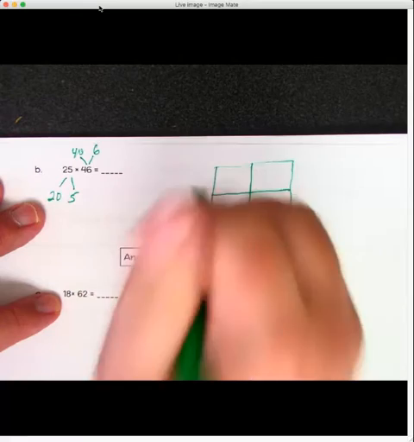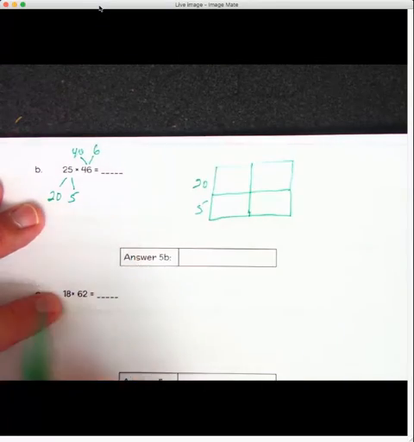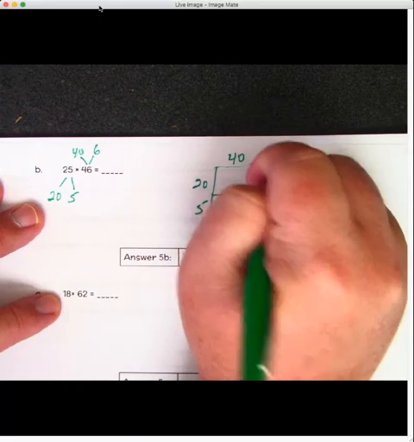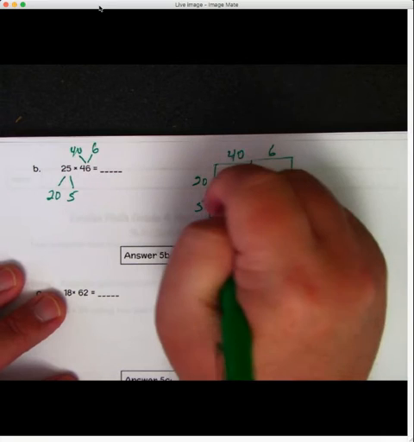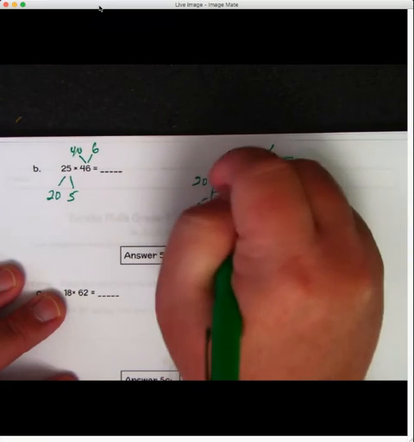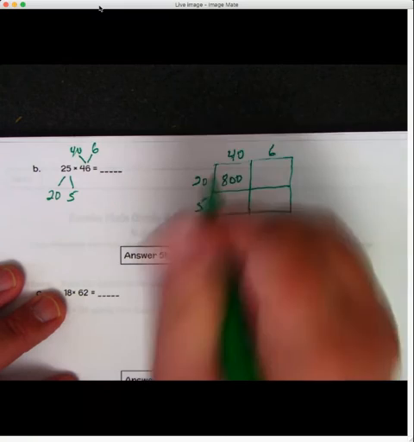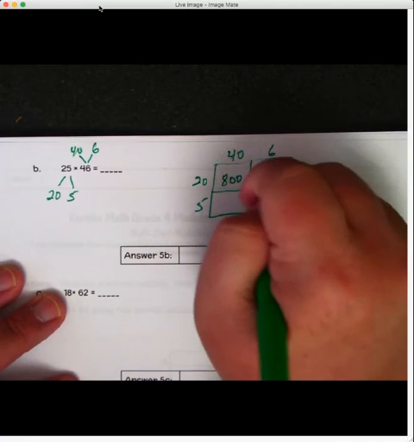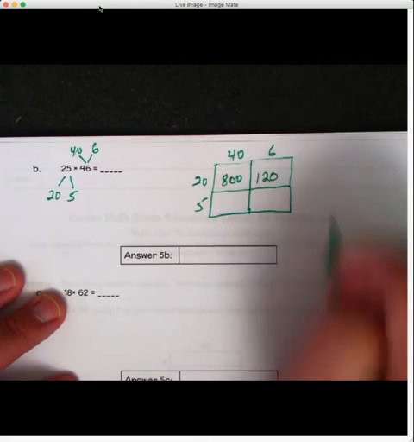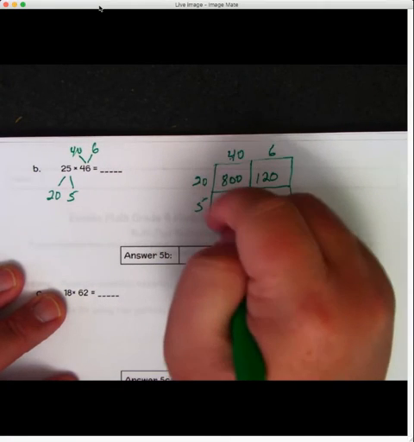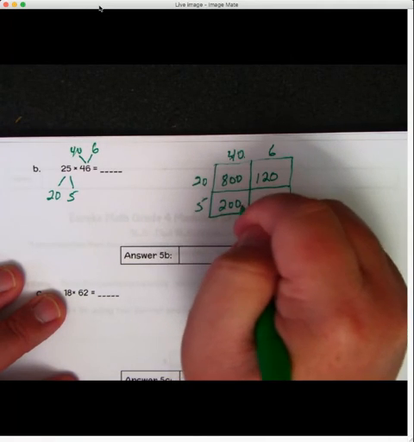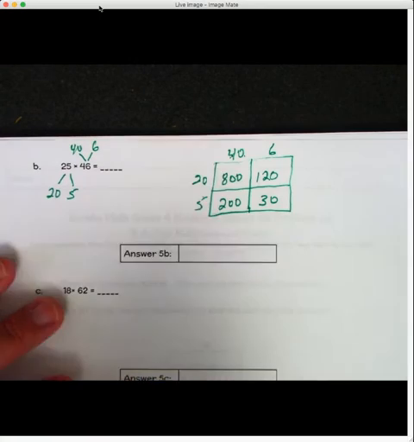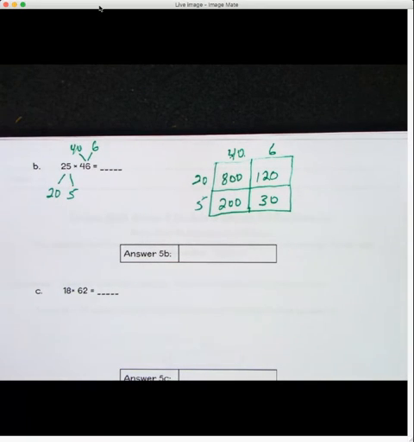And we'll write these numbers here. 25, 46. Okay? And then we just multiply. 20 times 40 is 800, because 2 times 4 is 8. Put your 2 zeros down. 20 times 6, well, 2 times 6 is 12. Add your 0. 5 times 40 is 200, because 5 times 4 is 20, and then we add that 0. 5 times 6 is 30. So there are our 4 partial products.